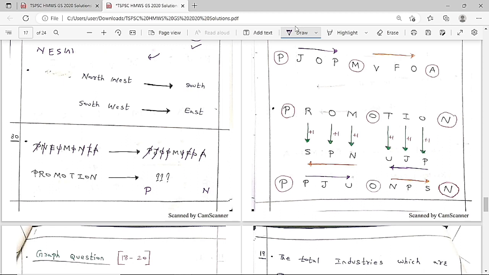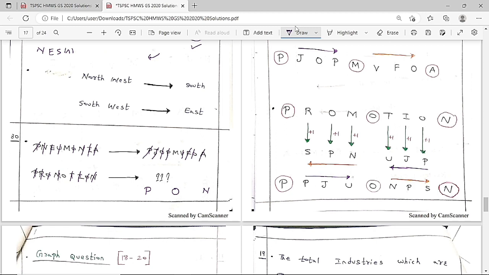So what is the middle now? Here also P cancels, N cancels. R cancels, O cancels. O cancels, I cancels. M cancels, P cancels. So what is the middle now? O. So middle is the O. Then the remaining things we need to figure out, here and here also.